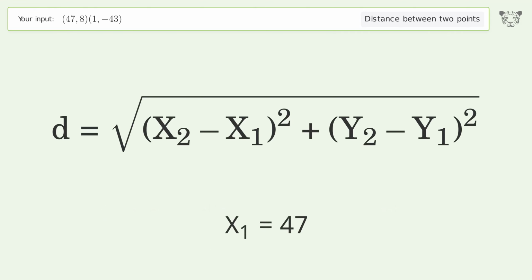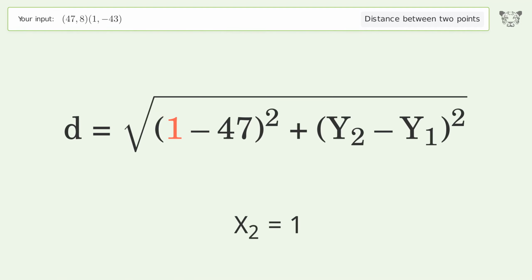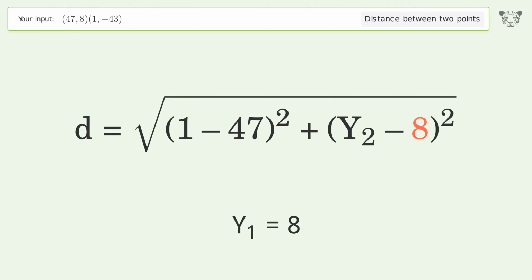x1 equals 47. x2 equals 1. y1 equals 8. y2 equals negative 43.